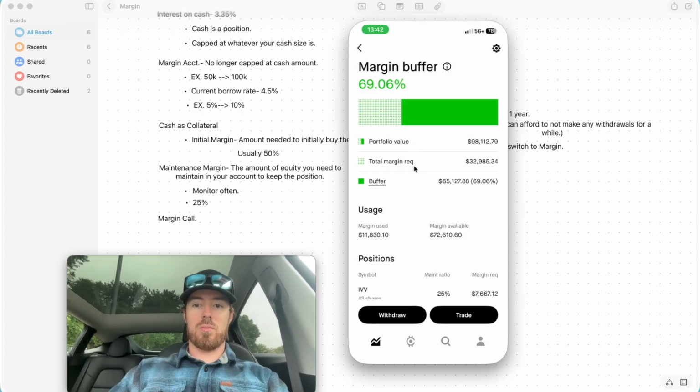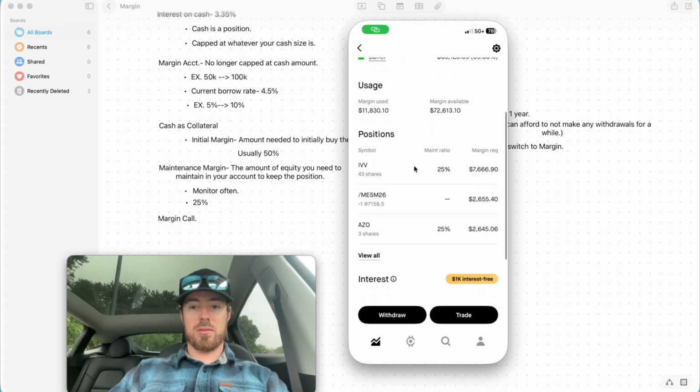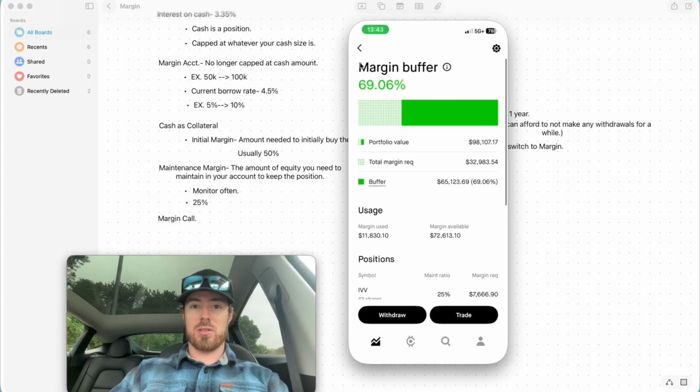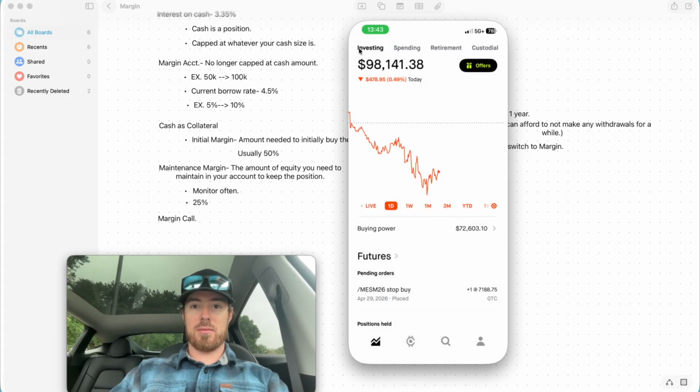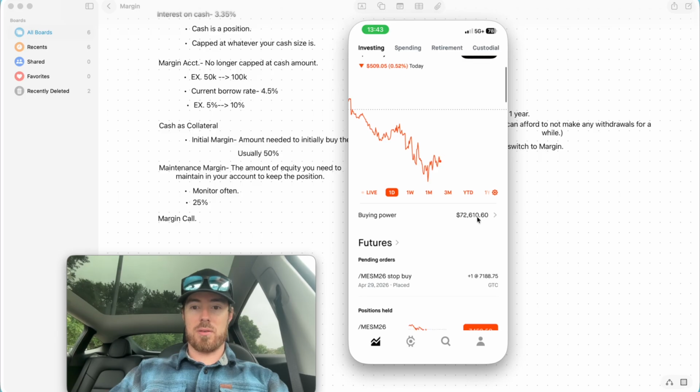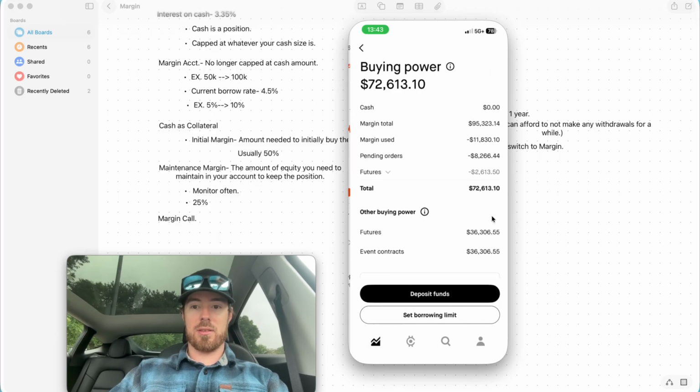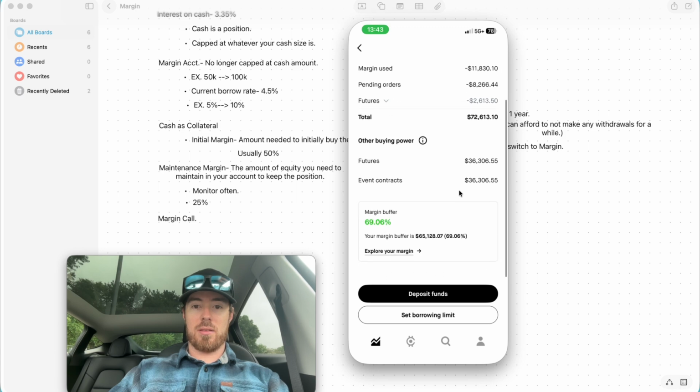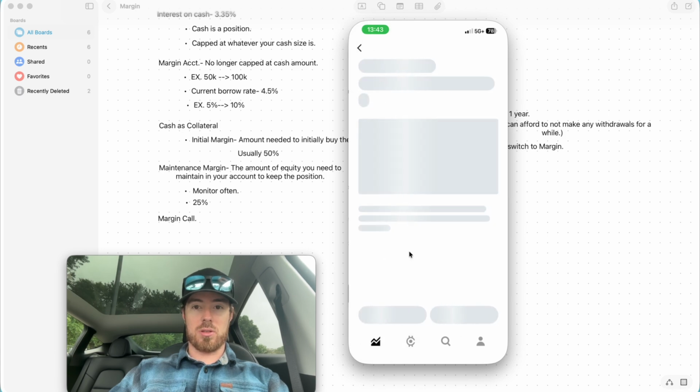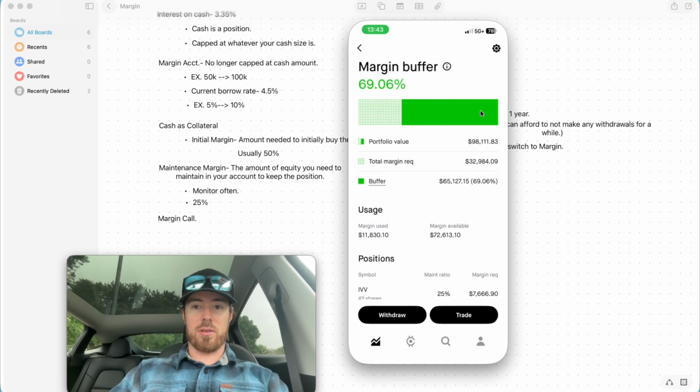So please, please, please, if you're using margin, just tap on that little arrow right here on buying power. This is the easiest way to access it. You tap that, you scroll down, you hit explore your margin, and there you go. There's your buffer, a nice visual of how safe you are. You use this number for how bought in you are with your margin.